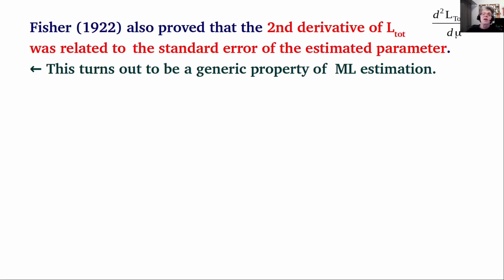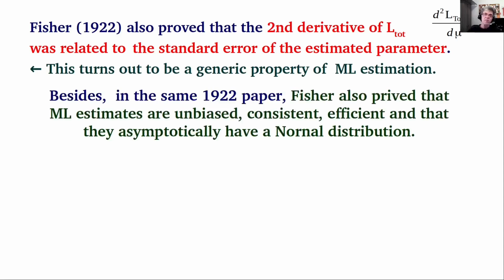So Fisher also proved in that famous paper of 1922 that the second derivative of the log of the likelihood was related to the standard error of the estimated parameter, and this turned out to be a generic property of the maximum likelihood estimation, valid for any probability distribution. Besides, in the same paper, he also proved that the maximum likelihood estimates were unbiased, consistent, efficient, and they had asymptotically a normal distribution.